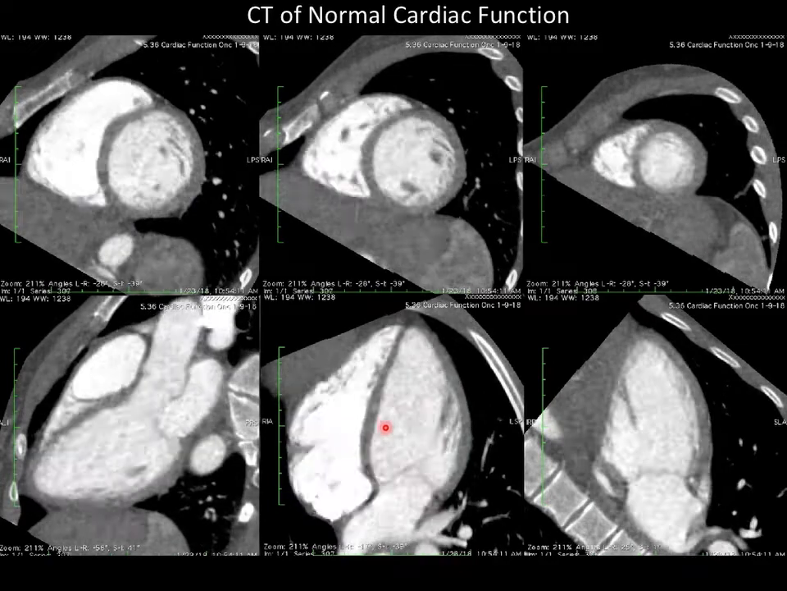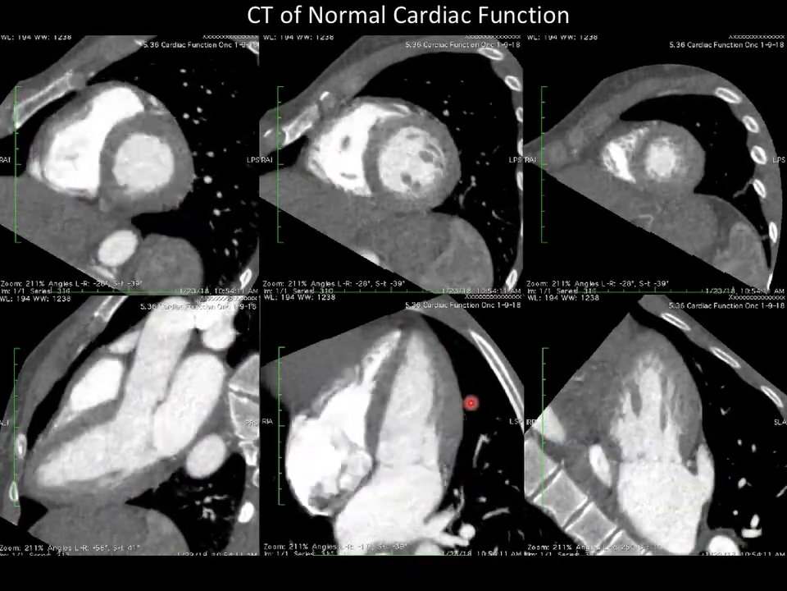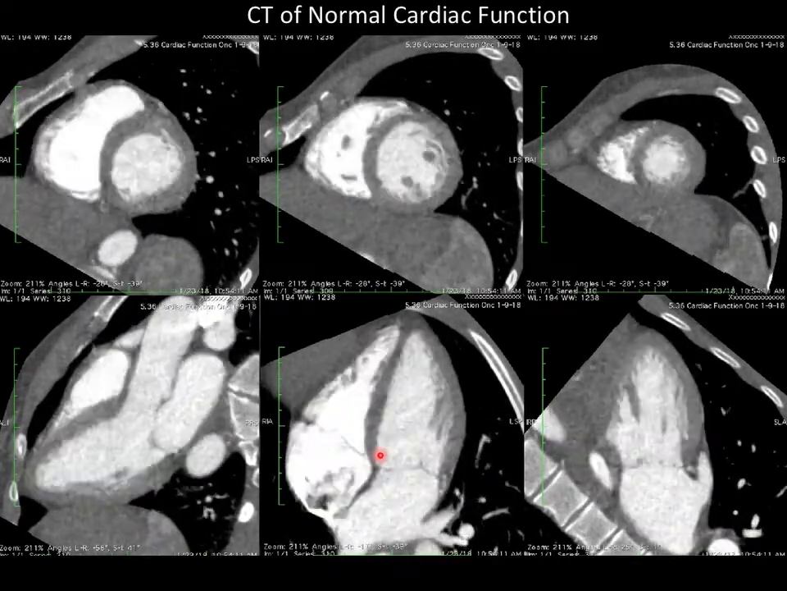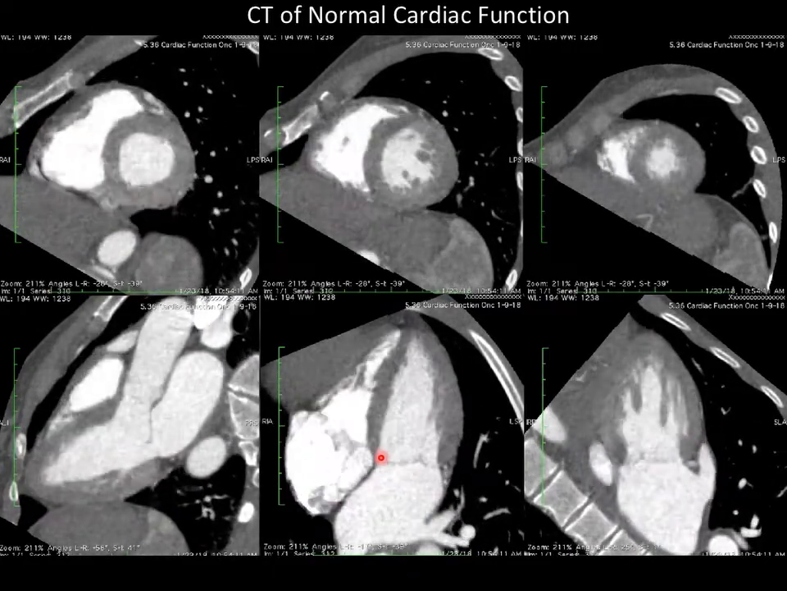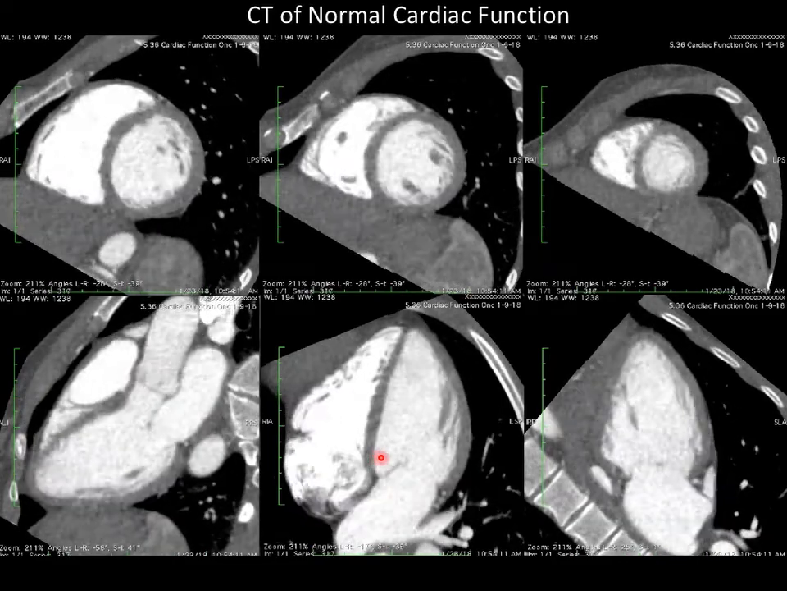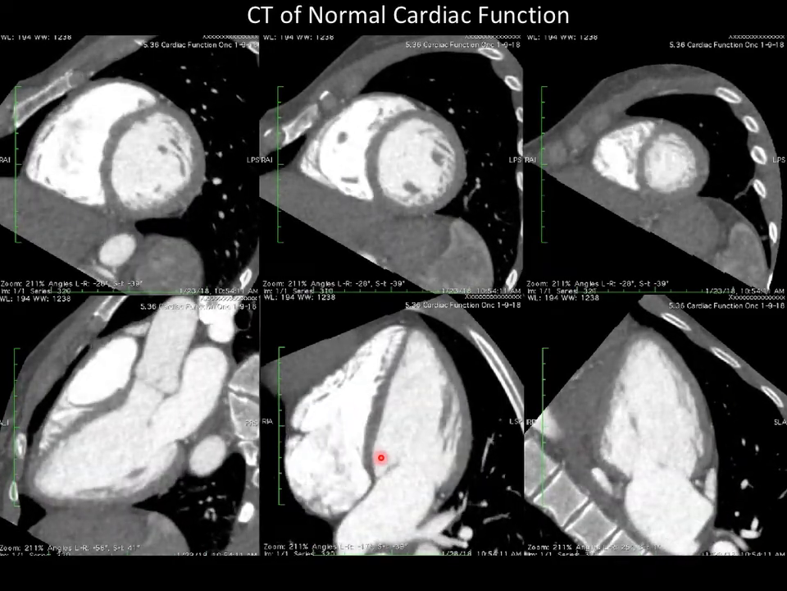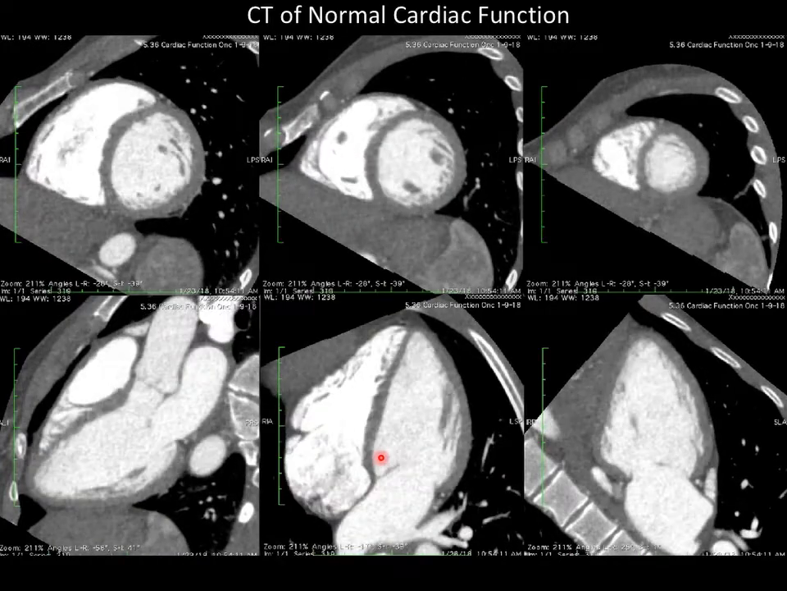And this heart looks normal in the sense that the myocardium is getting thicker as the heart ejects blood. At each point, you can look at that signal for the muscle there, and it basically gets thicker with time over the ejection phase.